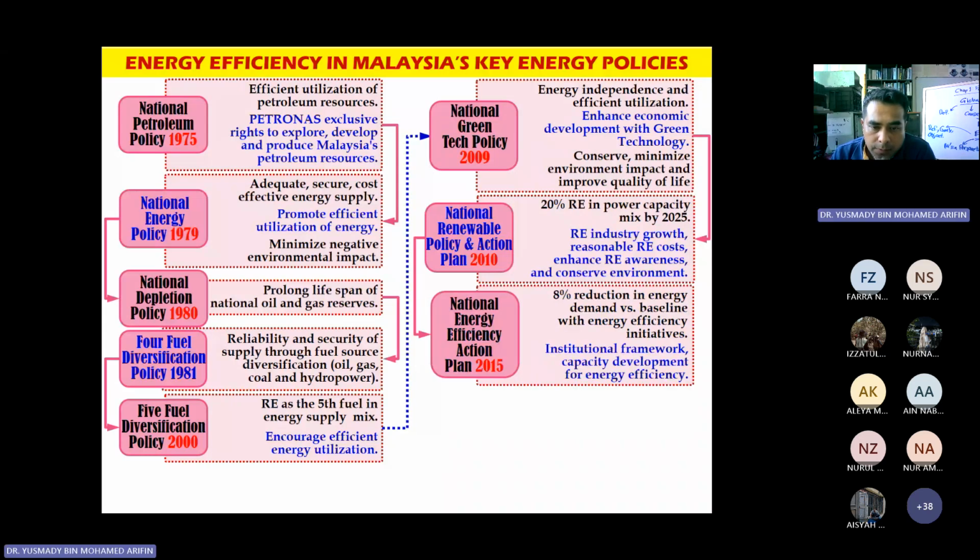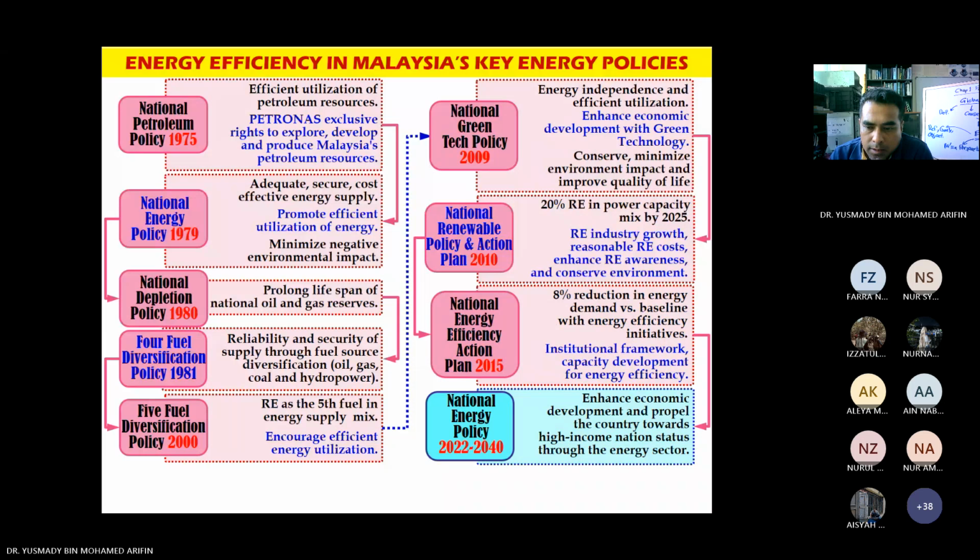Next, we have the 2015 National Energy Efficiency Action Plan, which tries to achieve an 8% reduction in energy demand. The aim of this policy is to reduce energy consumption by 8% across the industrial, household, commercial, and energy sectors, and so on.